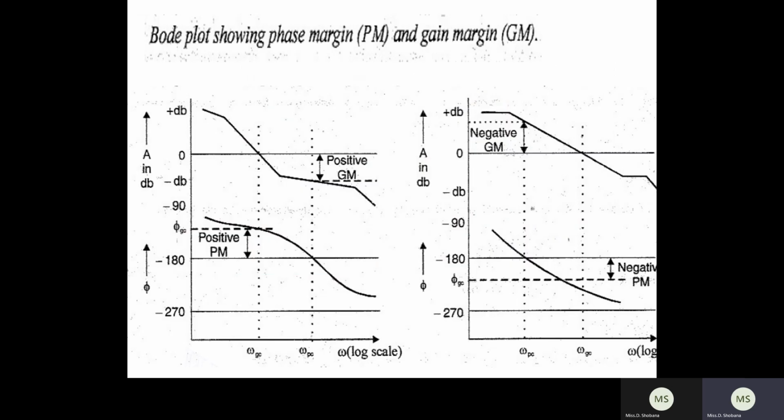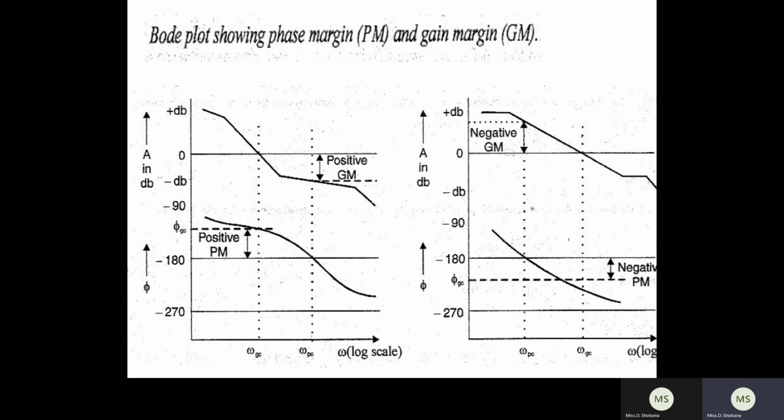Then we have the various omega values and the various phase angles. You can join all the points with a smooth curve, and then you have the phase plot. So now the Bode plot consists of the magnitude plot and the phase plot. From this, how to determine the gain margin and phase margin is very important.